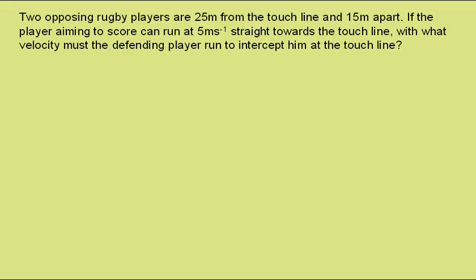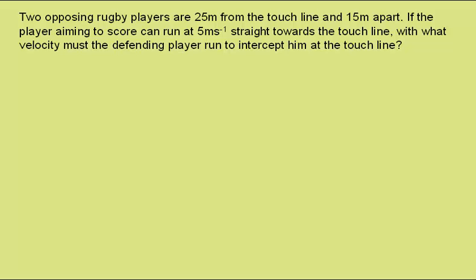Okay, on to the second problem. Two opposing rugby players are 25 meters from the touchline and 15 meters apart. If the player aiming to score can run at 5 meters per second straight towards the touchline, with what velocity must the defending player run to intercept him at the touchline?